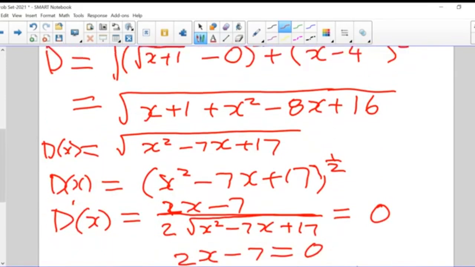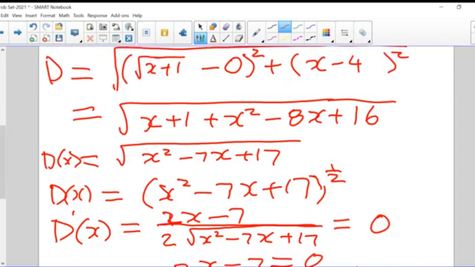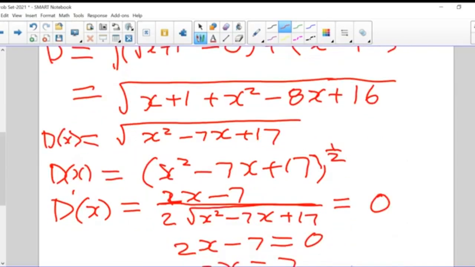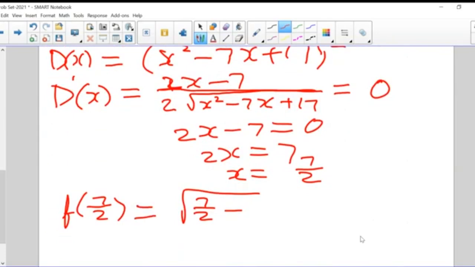Hold on, did I write something wrong here? X squared minus 7. Oh, yeah, no, I didn't. Okay, so 7 over 2 plus 1, square root of this. And of course, you can just find a common denominator from that. Square root of 7 plus 2, 9 over 2.